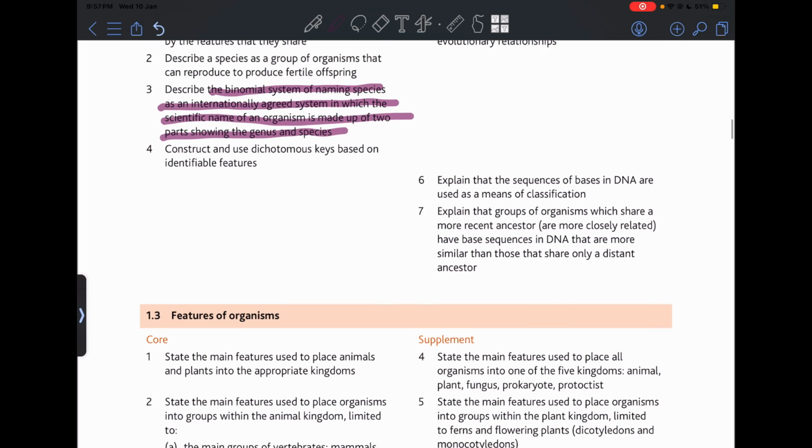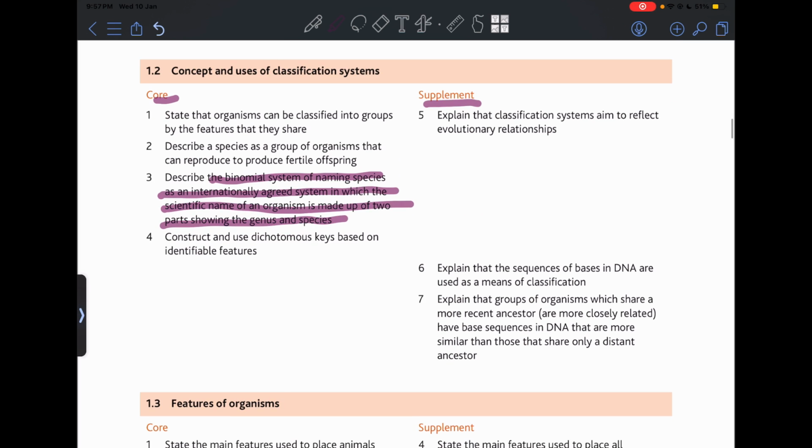And also number 6 says explain that the sequence of bases in DNA are used as means of classification. So over here, if you're a core student, you only study from this part. If you're an extended student, then you study from the core part and you also study from this area. So if you're a core, don't study from this area. You just study from the area that is written on it, core.